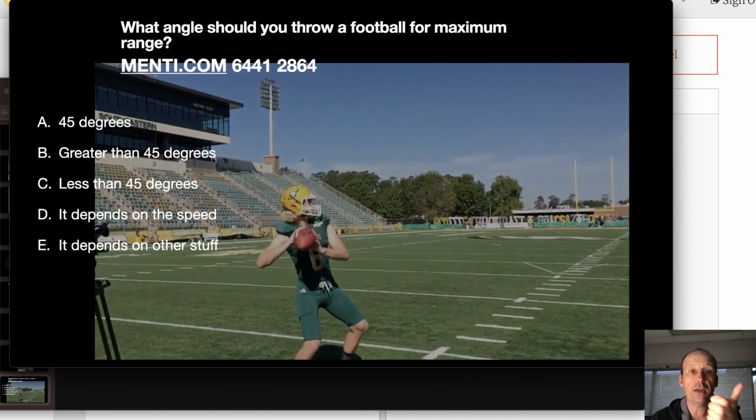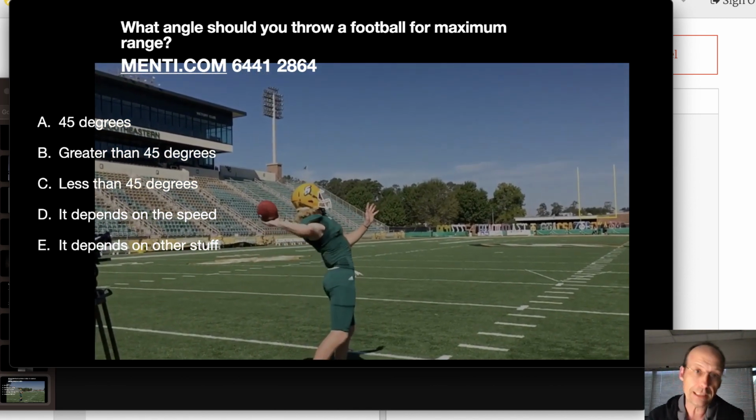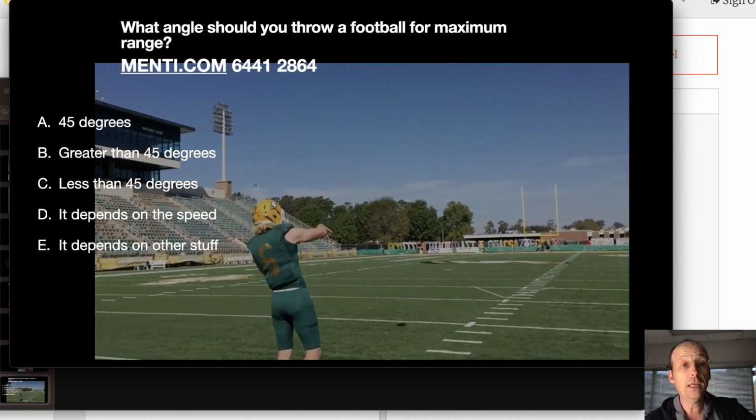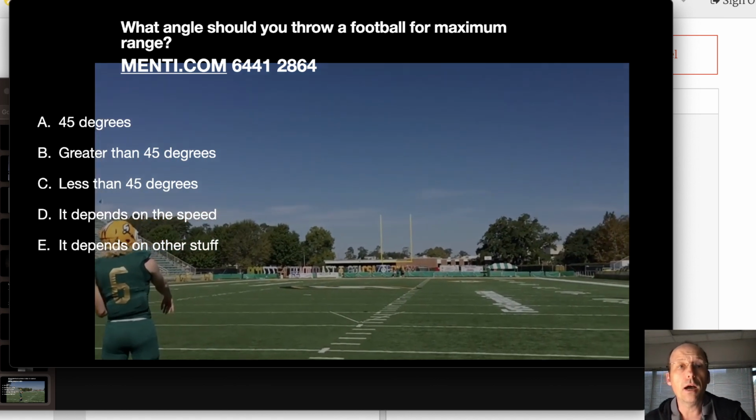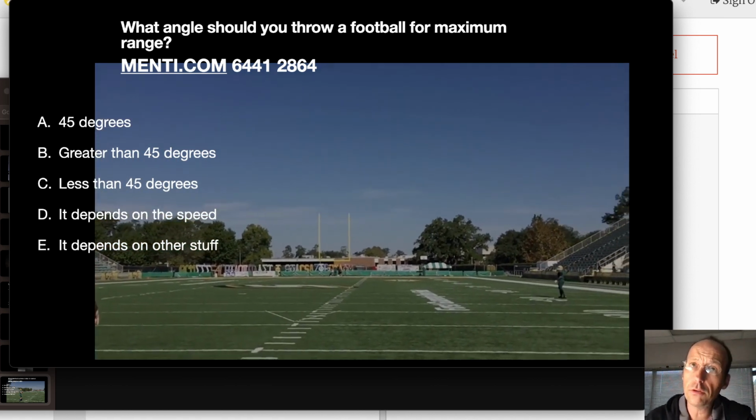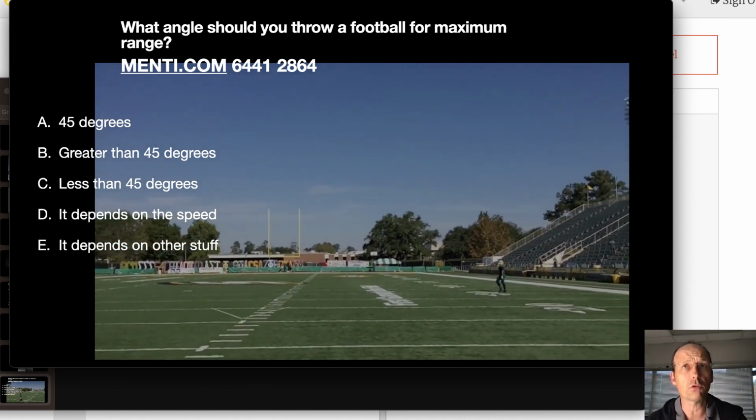So the answers were 45-degree angle, greater than 45-degree angle, less than 45-degree angle, it depends on the speed, it depends on other stuff, generic. So I think you could argue that any of these would be the correct answer or the best answer.